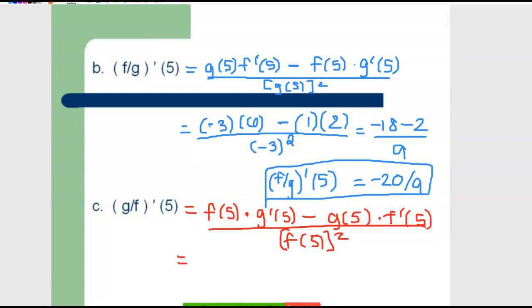F of 5 is 1. G prime of 5 is 2. Minus negative 3 times 6. All over 1 squared.